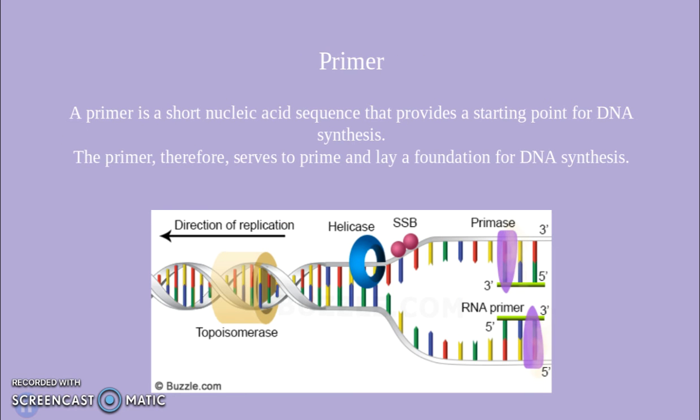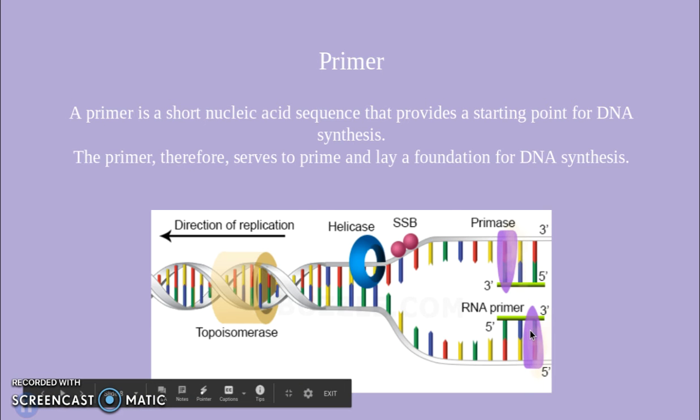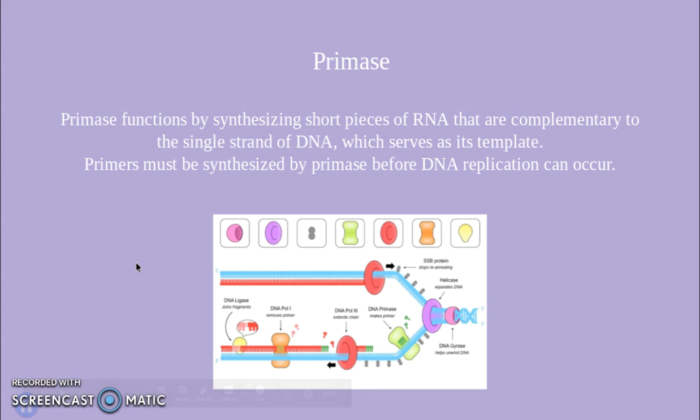Next up, we have a primer, and a primer is a short nucleic acid sequence that provides a starting point for DNA synthesis. The primer, similar to a paint primer, serves to lay a foundation for DNA synthesis. So it helps prepare and make sure that the DNA strand is well primed to go through the replication process. And you can see that we have our RNA primer right down here. Primase functions by synthesizing short pieces of RNA that are complementary to the single strand of DNA, which serves as its template. And primers, as we stated earlier, must be synthesized by primase before the DNA replication can occur.